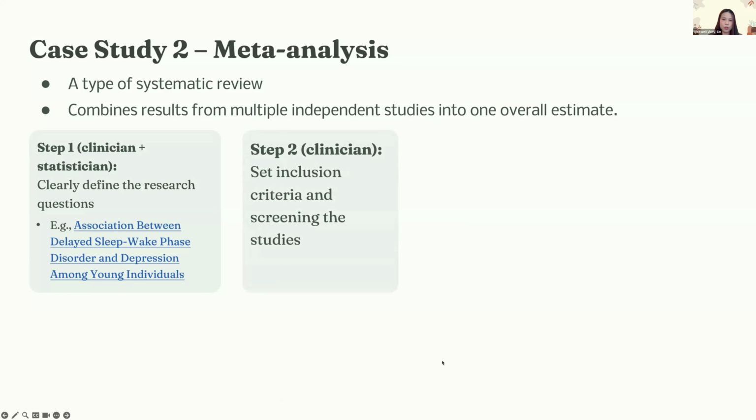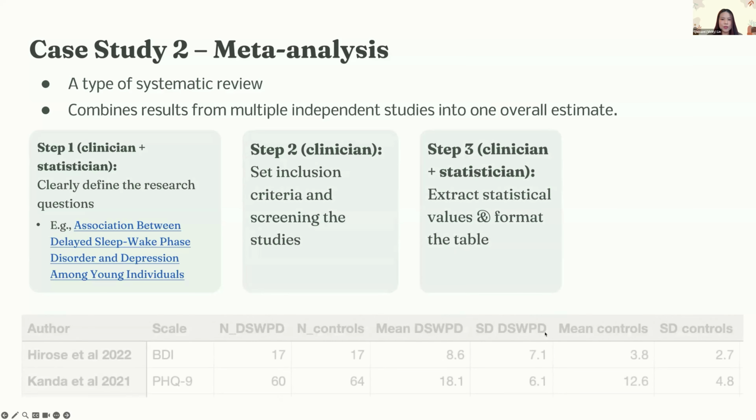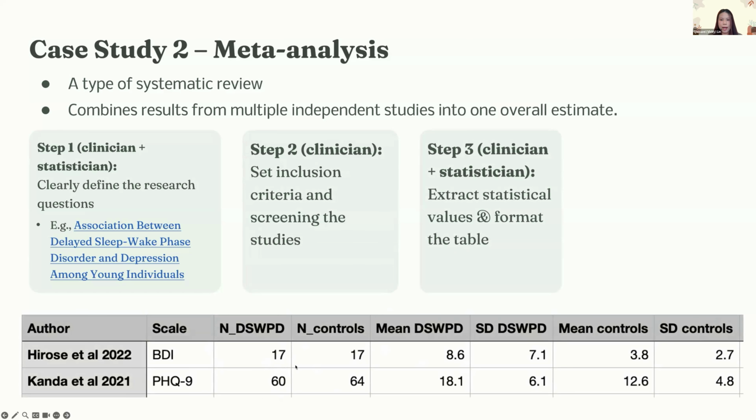This part is usually led by clinicians. And step 3 is to extract the statistical values and format the data into a clean table. At the bottom of the slides, you can see what the table looks like. We have the study, scale used, sample size, mean, and standard deviation for each group. For continuous two-arm studies, this is exactly the format we need. But if it were a one-arm or binary outcome study, the table would look a bit different. Finally, step 4 is to run the model.